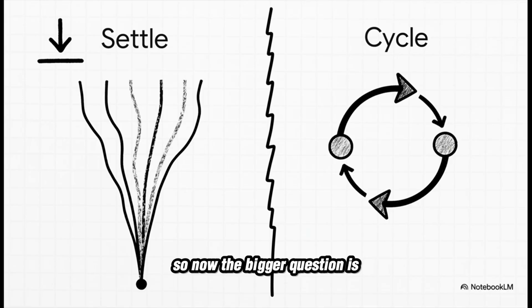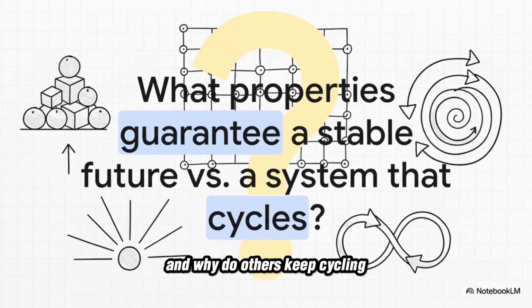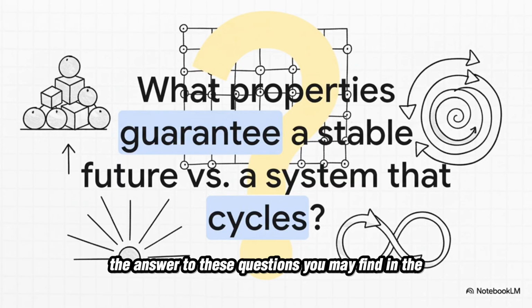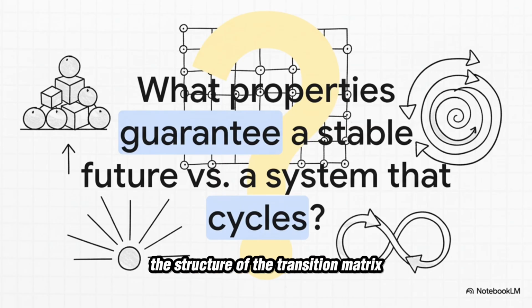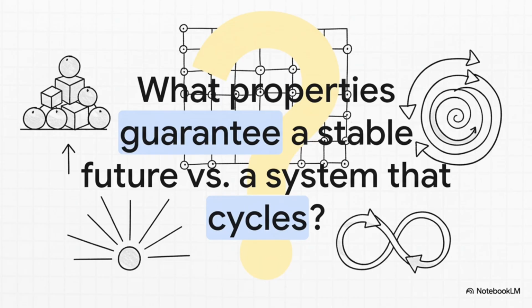So, now the bigger question is, what decides the system's fate? And why do some systems stabilize and why do others keep cycling? The answer to these questions you may find in the transition matrix. The structure of the transition matrix is the answer to these questions.